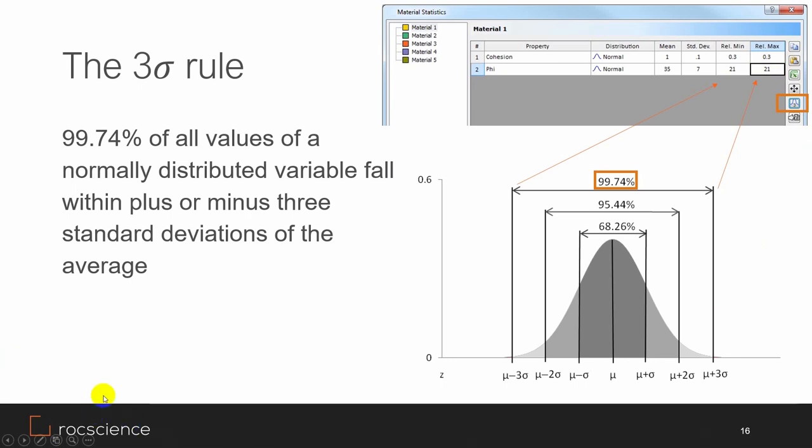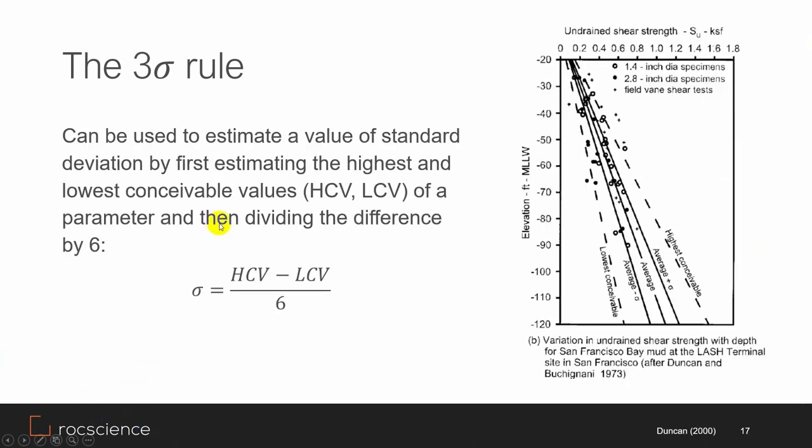Another application of the 3 sigma rule is for the case when you have a set of data, for example, undrained shear strength in this figure. You can find the standard deviation using the 3 sigma rule. If you have the highest and lowest conceivable values, you can calculate the standard deviation using this formula in this slide.